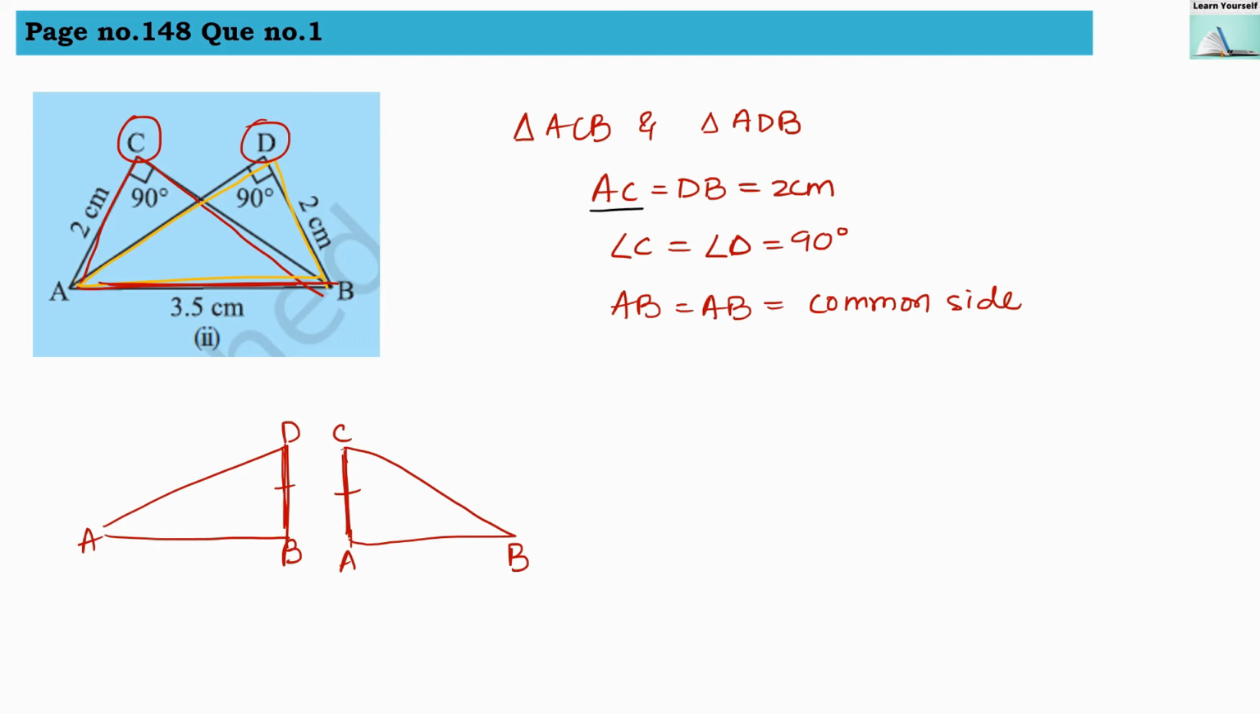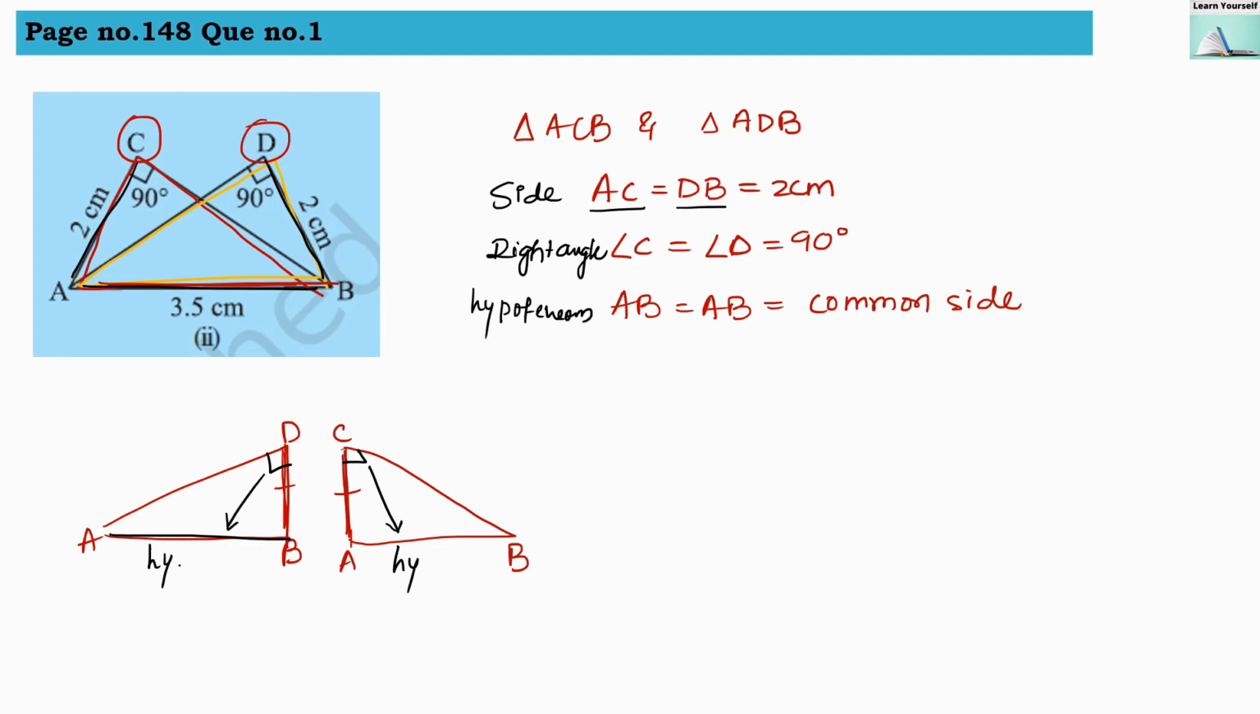So AC and DB, if we will see here, this is one side in RHS, this is a right angle, and AB and AB, this AB, if you will see here, this is a right angle, this is also a right angle. So opposite side to the right angle will be hypotenuse. So AB is hypotenuse in both of these triangles. So here we got our hypotenuse. So as per R, H and S criteria, both triangles are congruent.